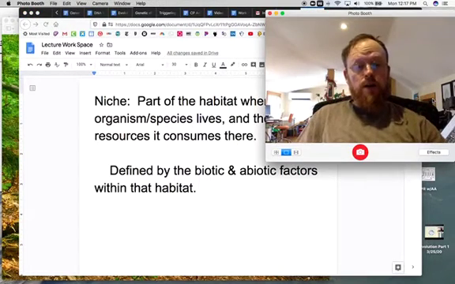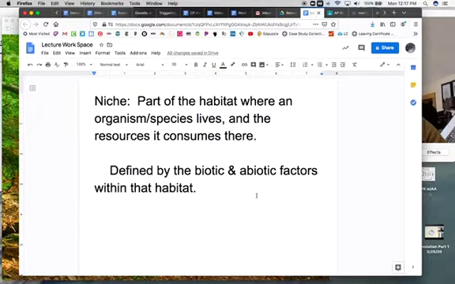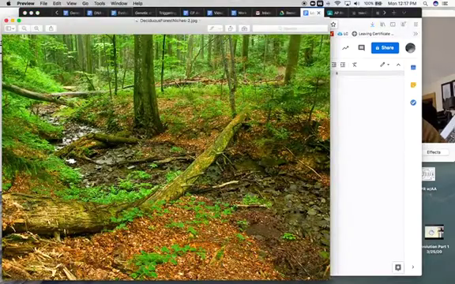Okay, what are biotic factors? Biotic factors are living things. Okay, what are abiotic factors? Well, abiotic factors are non-living things, right? So biotic factors, living things. Abiotic factors, non-living things.